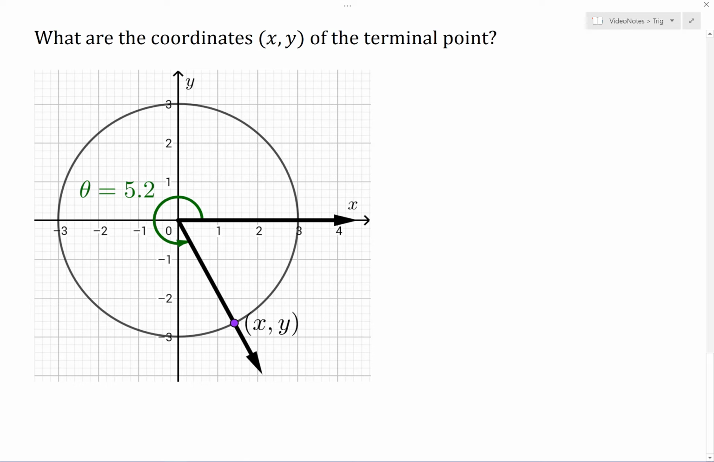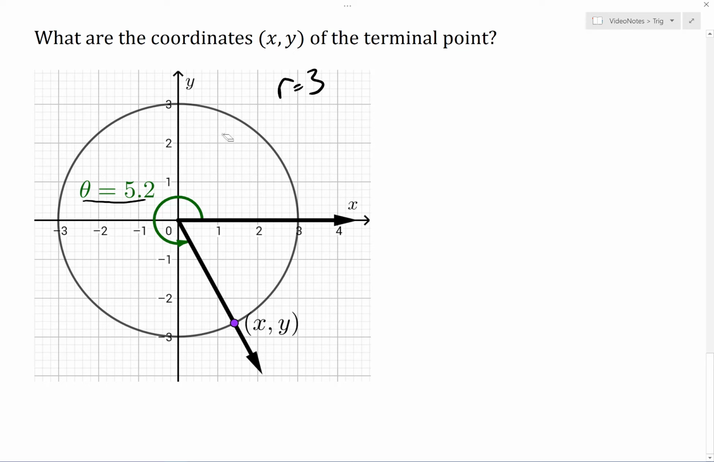We have this diagram here, and we want to know the coordinates x, y of this terminal point shown in purple. So what we see is an angle whose vertex is at the origin. We see that the angle sweeps out 5.2 radians from the 3 o'clock position, and this circle that we have centered at the angle's vertex actually has a radius of 3 units. So the radius in this case is 3 units. We'll just go ahead and write that up here so we don't forget about that.